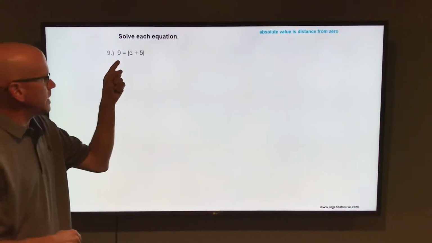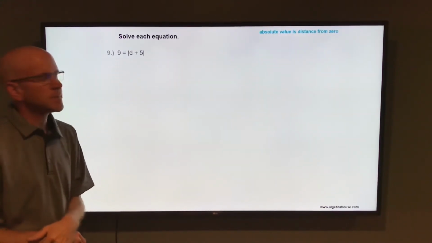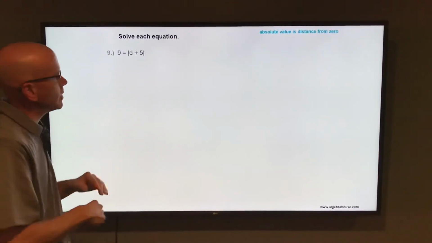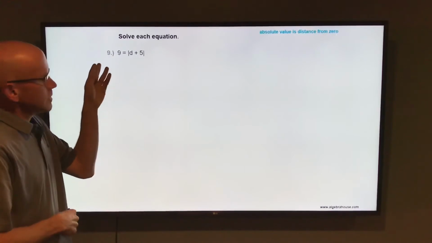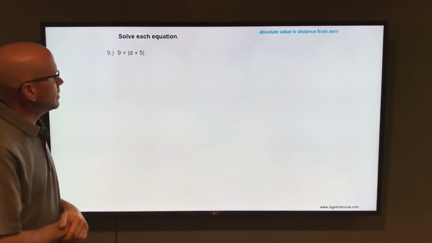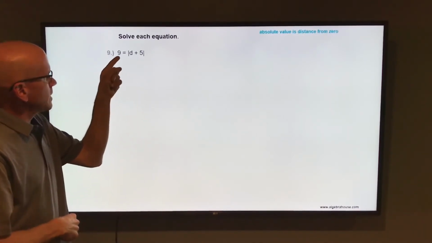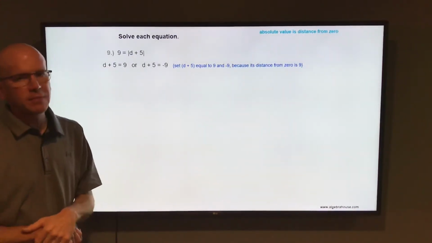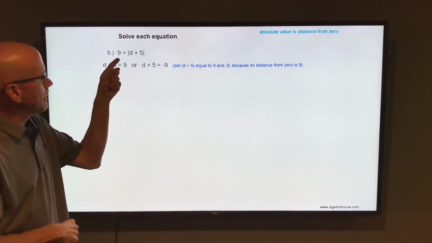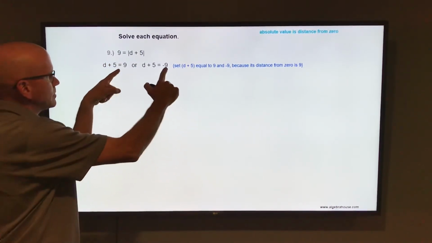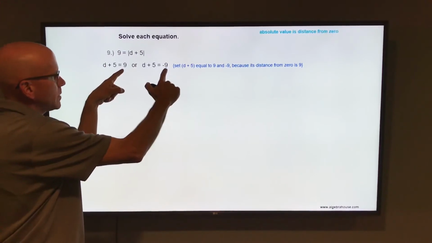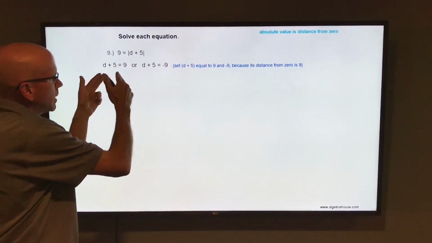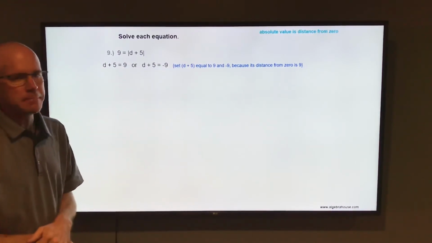Next equation is 9 equals the absolute value of d plus 5. Now, it doesn't matter which side of the equal sign the absolute value is on. That makes no difference. Usually it's on the left, but this one happens to be on the right. It doesn't matter. So if 9 equals the absolute value of d plus 5, that's saying that the distance d plus 5 is from 0 is 9. Well, there are two numbers that are 9 away from 0 on a number line, 9 and also negative 9. So the value of d plus 5 could be equal to 9, or it could be equal to negative 9.